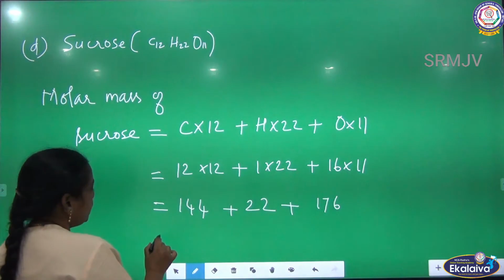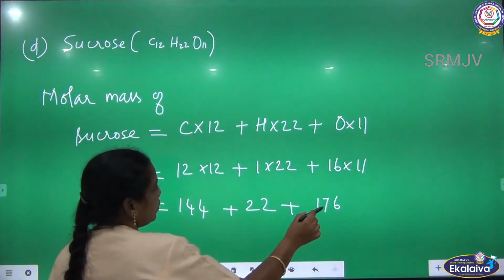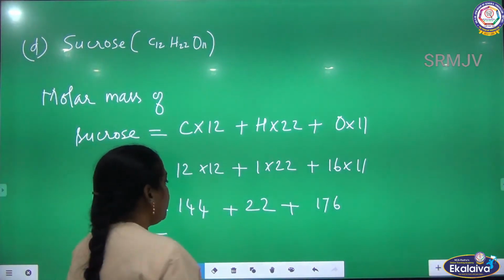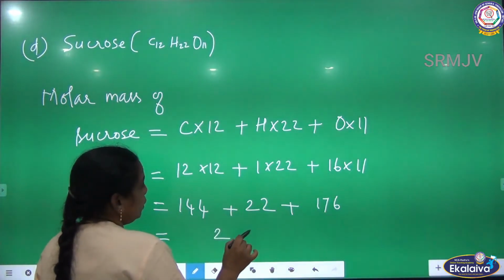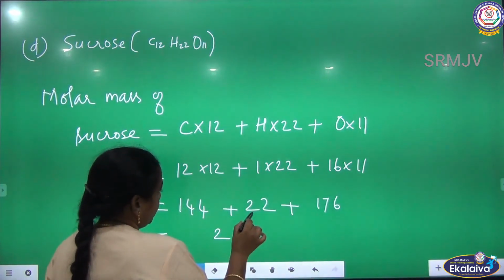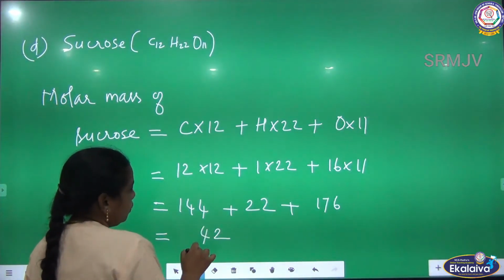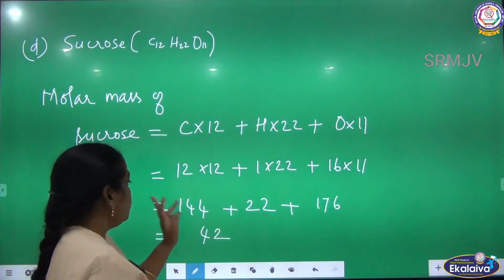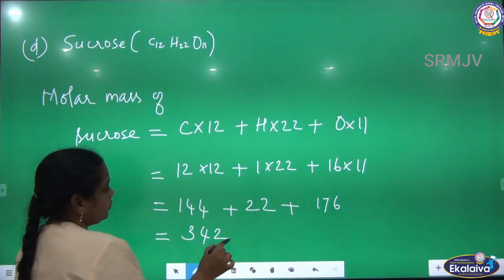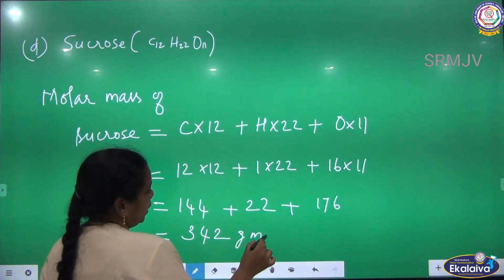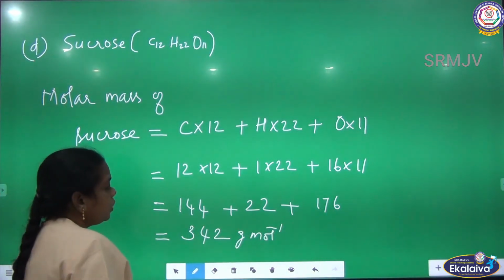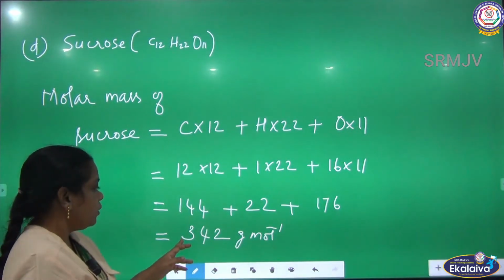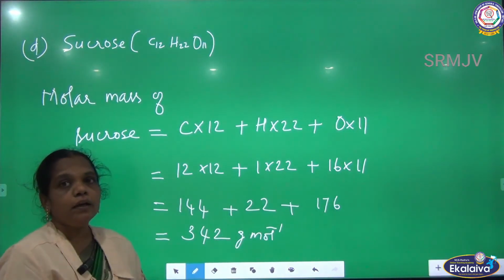Now you sum this up. 6 plus 4, 10, 10 plus 2, 12, remainder 1, 8 plus 2, 10, 10 plus 4, 14, remainder 1, 1 plus 1, 2, 2 plus 1, 3. So the gram per mole. 1 mole of sucrose contains 342 grams per mole.